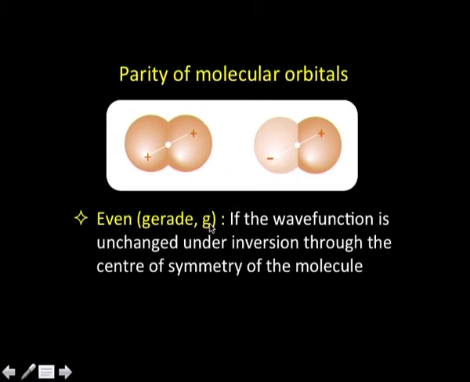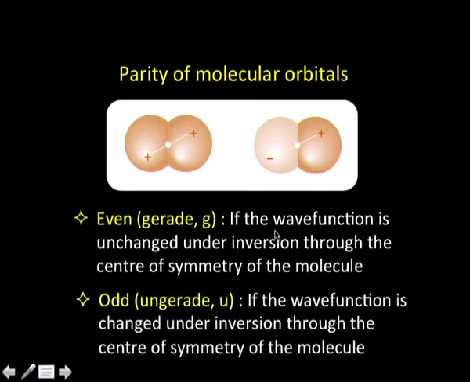and that is why the symbol g is there. The sigma 1 sigma g, that g comes from here, because that molecular orbital was of this type. That is, it was symmetric and remained unchanged on inversion through the center of symmetry. On the other hand, if the wave function changes, that means the plus becomes minus and minus becomes plus when we invert through the center, then this molecular orbital is called the odd molecular orbital, or ungerade, and is given the symbol u. We had sigma 1 sigma u as a notation over there.